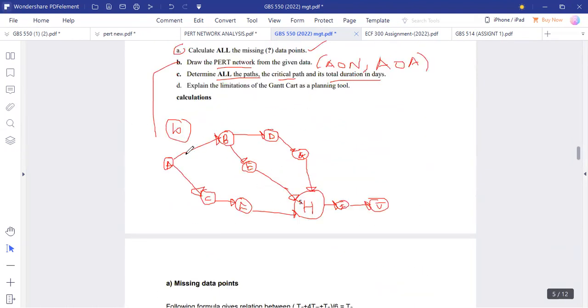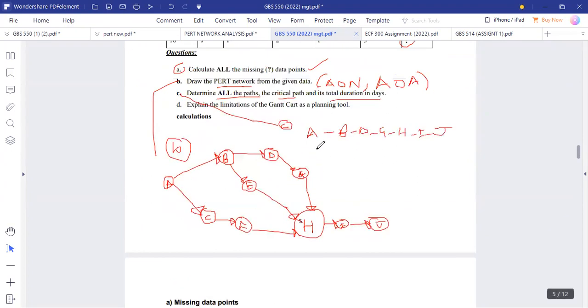So the first one, we can go from A to B to D to G to H to I to J. So we have the various routes here. That is it. We are looking at part C of this problem, which is this one here. So we have that option. So that is determining all the paths.